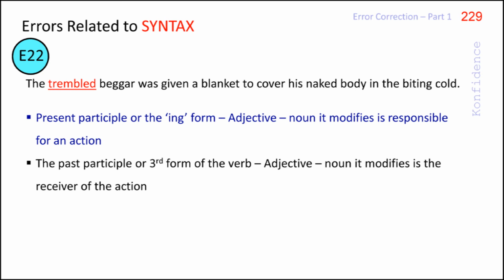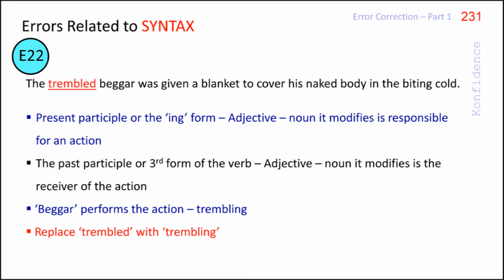In the given sentence, the noun beggar performs the action trembling. So the use of the past participle trembled is wrong in this context. Hence, the present participle trembling must replace the word trembled in the sentence.